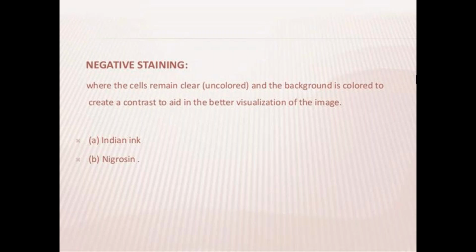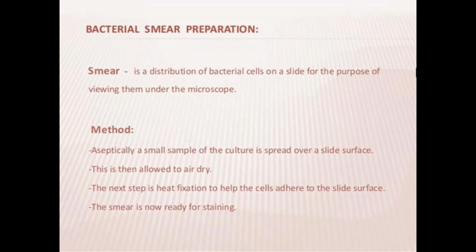Here the cells are uncolored, the background is colored, and that means here for better visualization of different images, and that means different pathogenic microorganisms present in that culture, the negative staining technique is used. Mainly negative stains are Indian ink and Nigrosin, and these are all negative stains. And these are the types of staining: positive staining and negative staining.